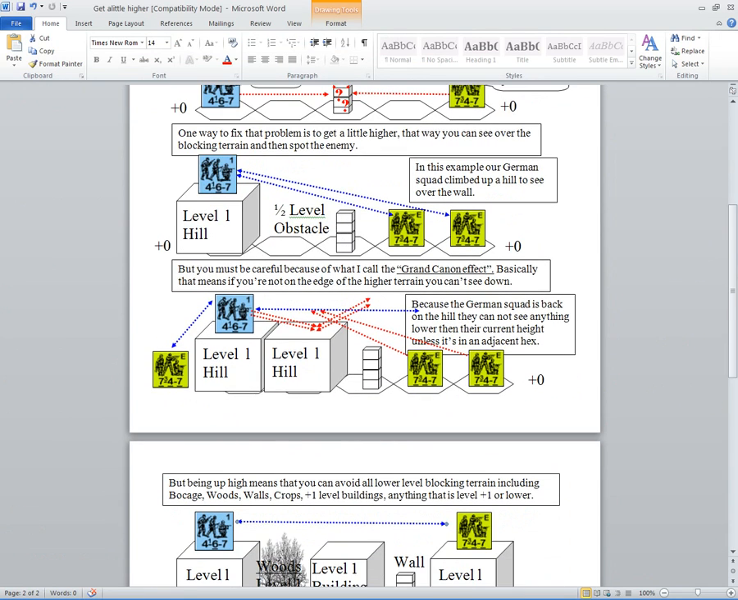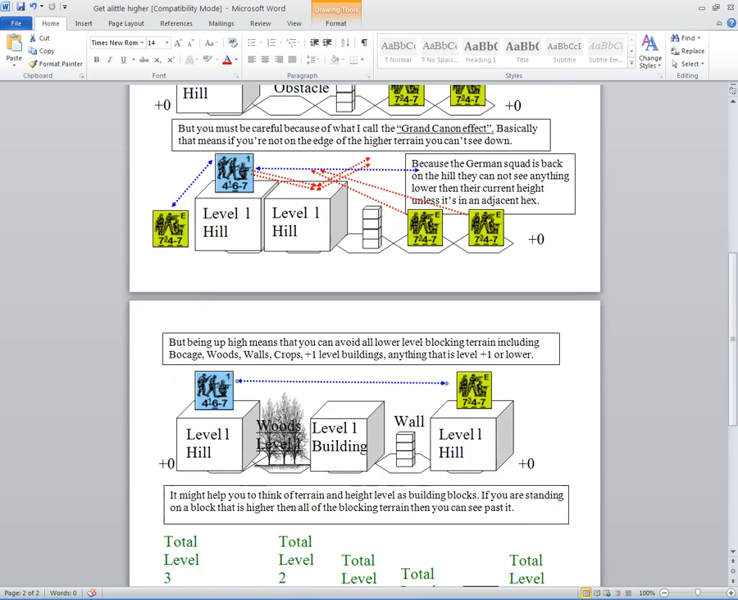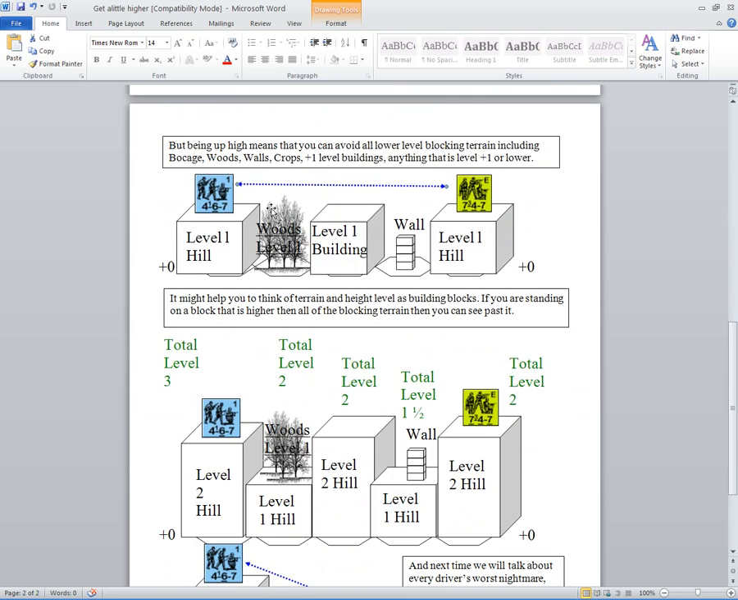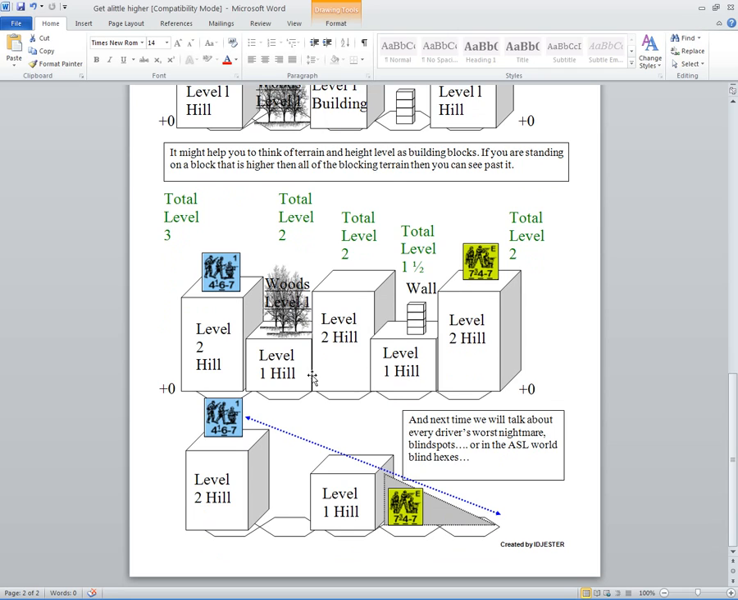Level 1 obstacles or half-level obstacles you can see over. If you're up higher than them, you can't see anything down unless you're adjacent to the lower level hex. Cannot see down. As long as nothing is higher than the target and the firer, they can see one another. And as long as their total height is not higher than the unit that's shooting and the unit that's the target, they should see each other fine.